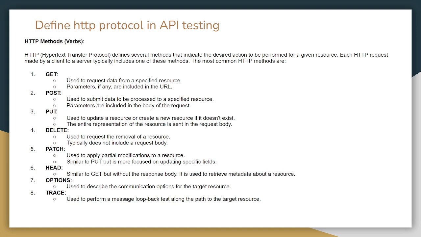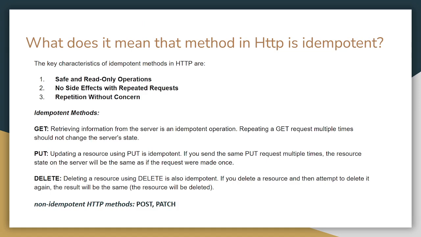So these are basically the HTTP methods that we normally use in API testing. Now, obviously, each of these requests should have an HTTP status code. Common status codes that we should be using are 200, which is OK, 201 created, 204 no content, 400 bad request, 401 unauthorized, 404 not found, and 500 internal server error. Okay, let's go to the next question.